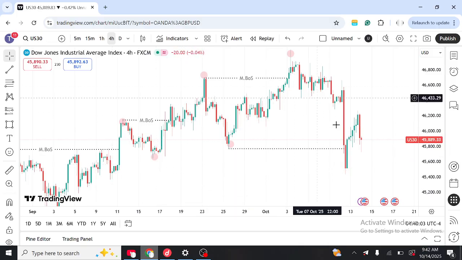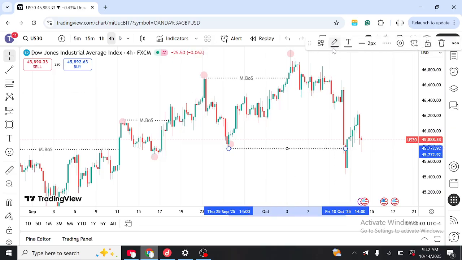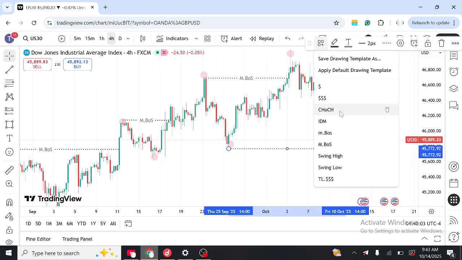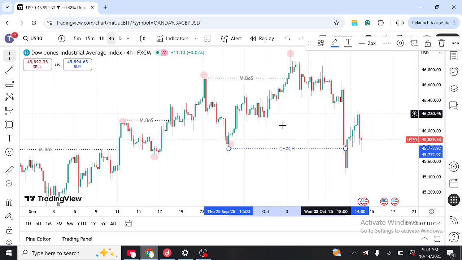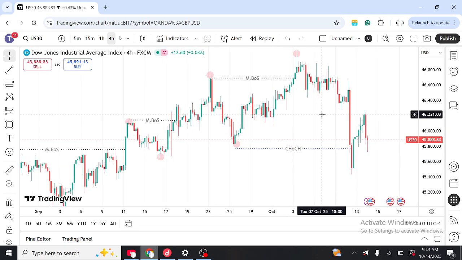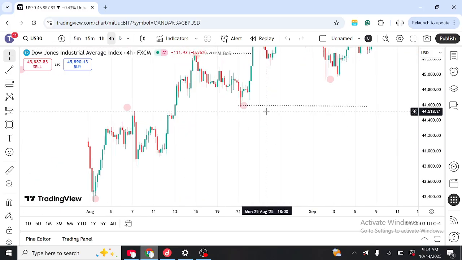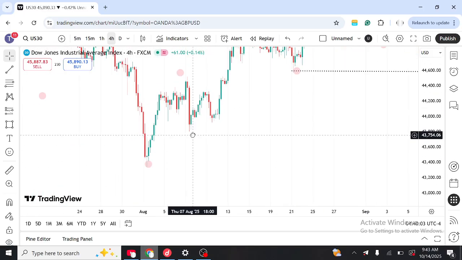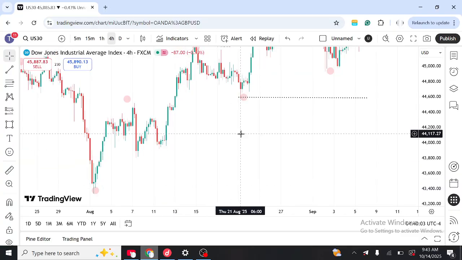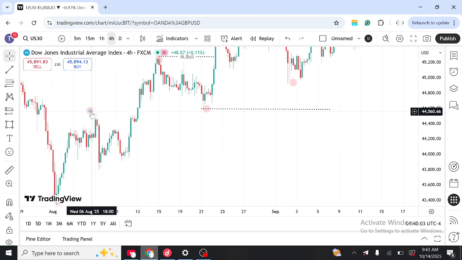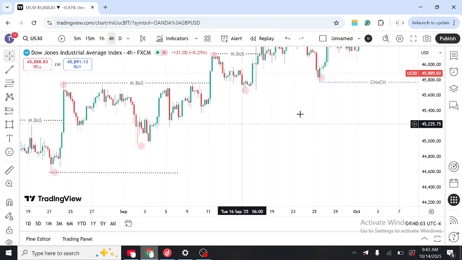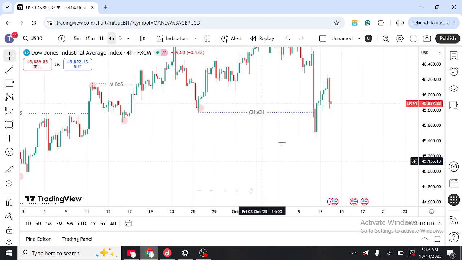Okay, so now we have this. This is our change of character. Now why do we call it change of character? The character of the market from the origin here is bullish. You understand? The character of the market is bullish. Now the character of the market here is what?